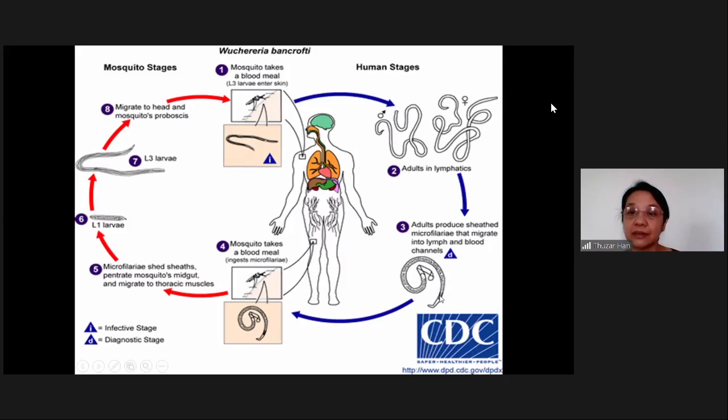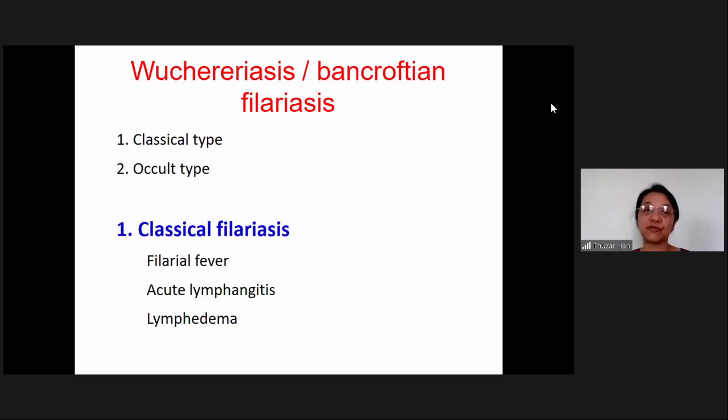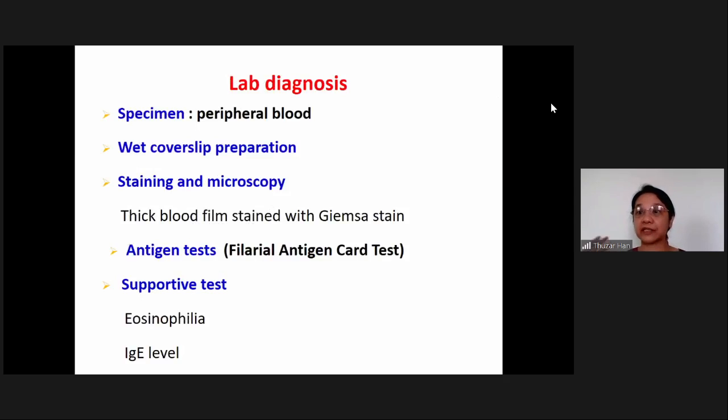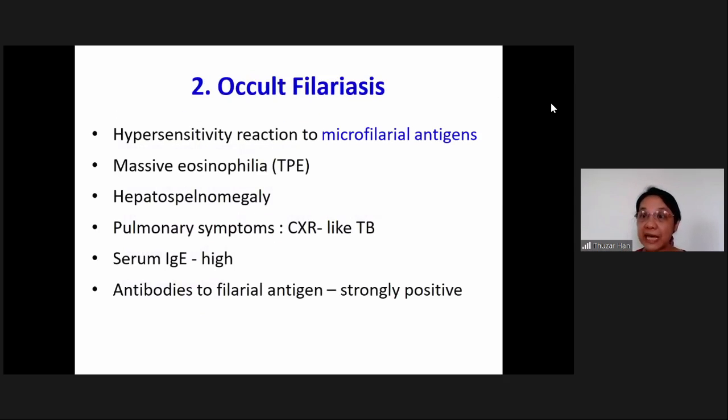So microfilaria causes occult filariasis. Occult means hidden, only a hidden infection. Sometimes you can find the occult type, but mostly it is the classical type, with all the signs and symptoms of the lymphatic system. But in some patients, because of a hypersensitivity reaction, a host response to the microfilaria antigen, the patient can present with type 1 hypersensitivity.